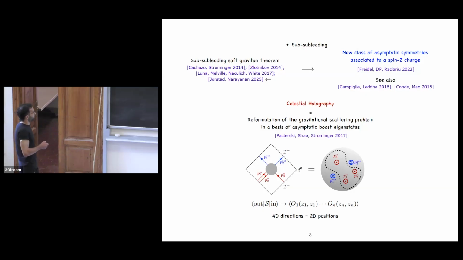But anyway, this whole business of correspondences is what got celestial holography started. And celestial holography is this reformulation of the scattering problem in a basis of asymptotic boost eigenstates. And in a sense, many results are characterized by this, and the directions of null momentum really correspond to the positions on the sphere from the celestial point of view.